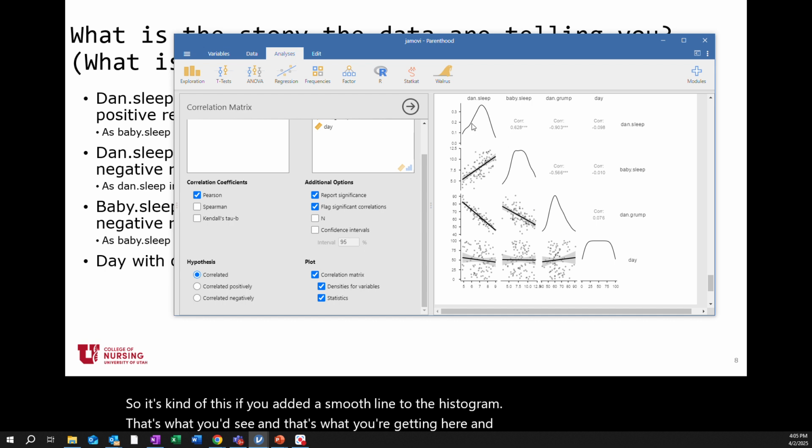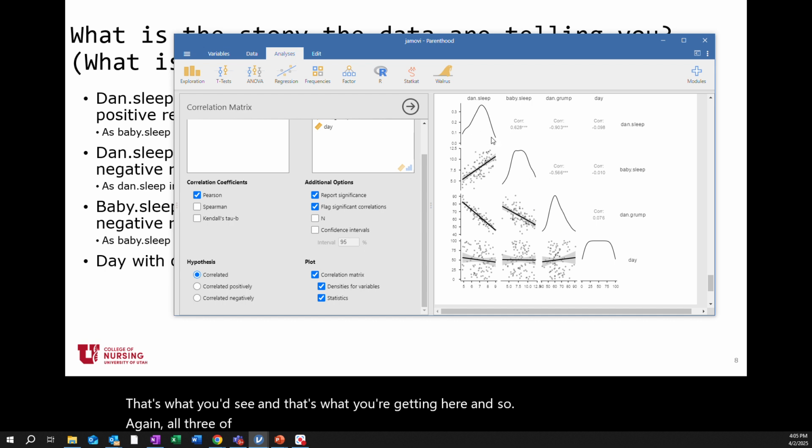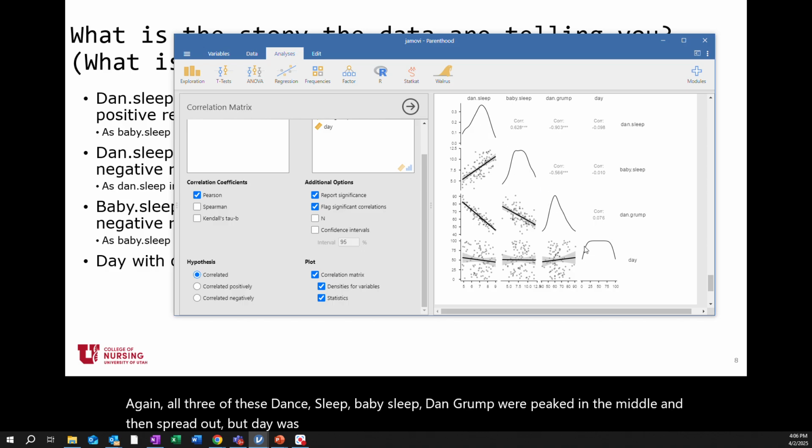And so, again, all three of these, Dan Sleep, Baby Sleep, Dan Grump, were peaked in the middle and then spread out, but Day was pretty flat. The histogram was very flat. So that's what you're seeing.